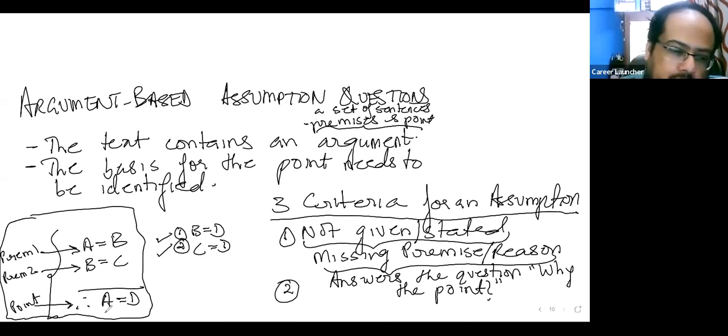So the point here is A is equal to D. So I ask myself, why is A equal to D? Apart from what's given, apart from A is equal to B and B is equal to C, why is A equal to D? The answer is because C is equal to D or B is equal to D. So it answers the question, why the point?